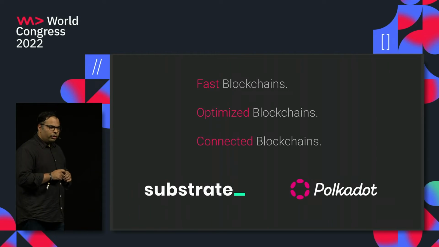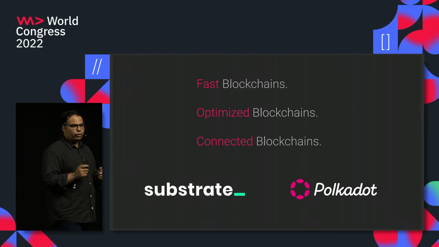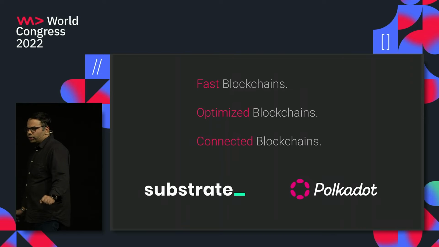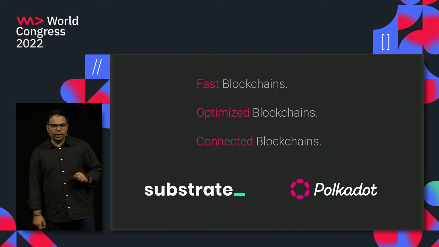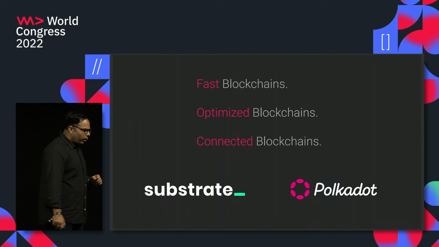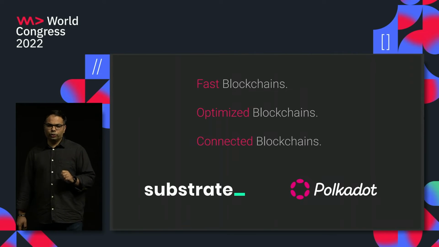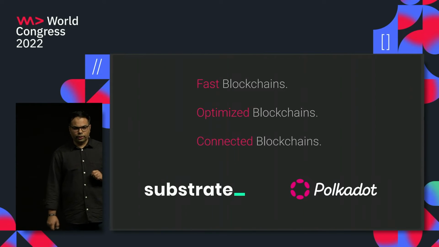And finally, we need connected blockchains so that these are all able to talk to each other and users don't have to worry about going from one blockchain to the other, having tokens on these different kinds of blockchains and so on. Or even the application developers don't have to worry about that. So this is what we provide at Parity and Polkadot: a framework called Substrate, which allows you to build different blockchains, and a protocol called Polkadot, which connects all those blockchains together.